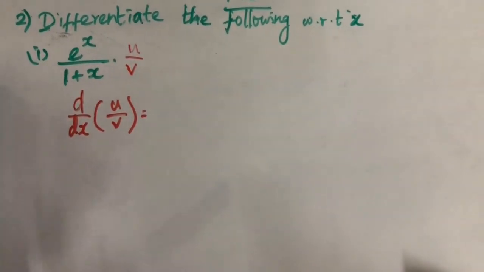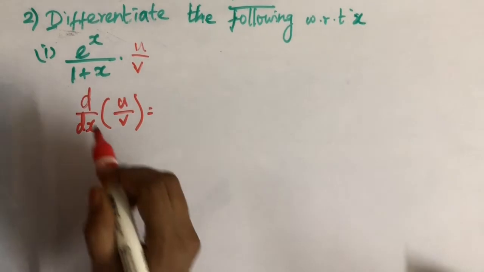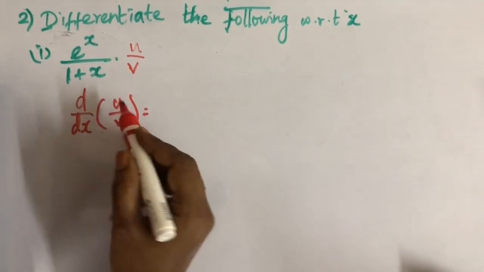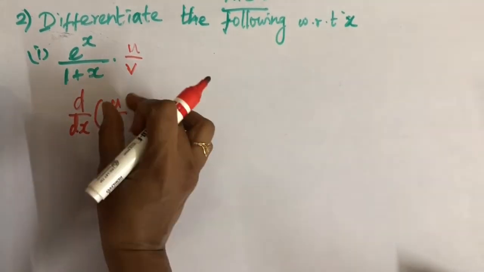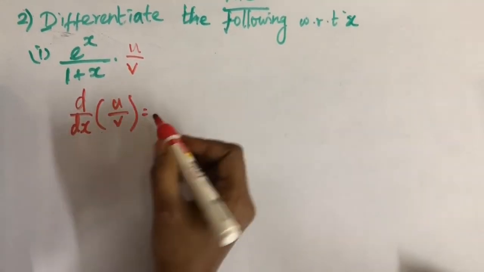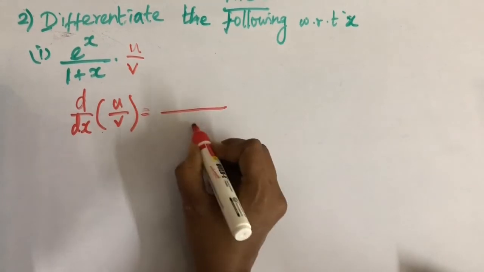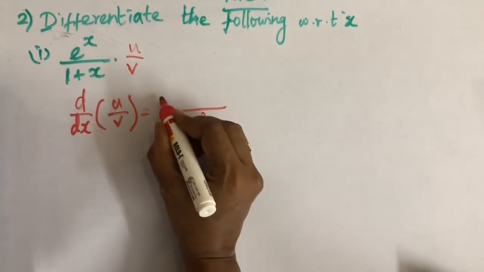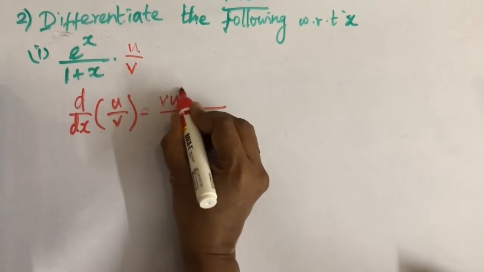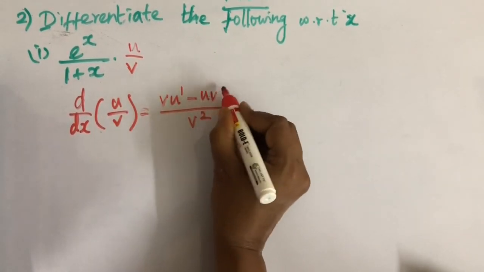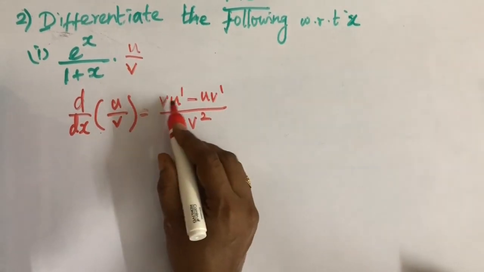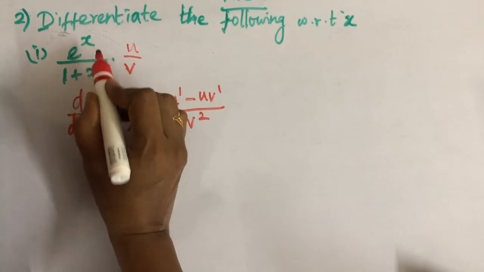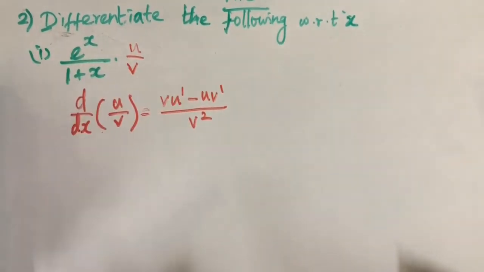Here, we are going to use the quotient rule. What is our quotient rule? D by dx of u by v, differentiating functions of the form u by v, is equal to, here in the denominator v square, since we have v in the denominator. In the numerator, v into u dash minus u into v dash. Don't confuse this: v into u dash minus u into v dash. Here our u is e power x. Our v is 1 plus x.